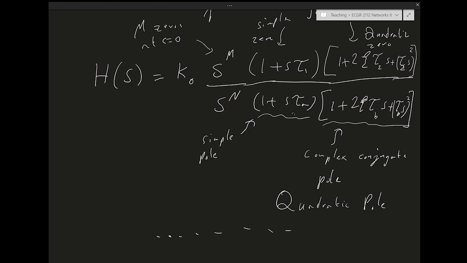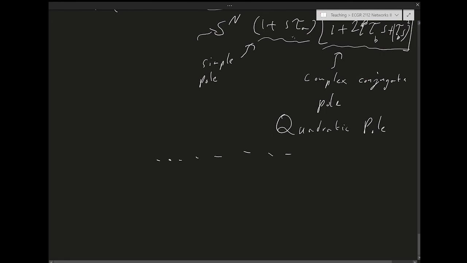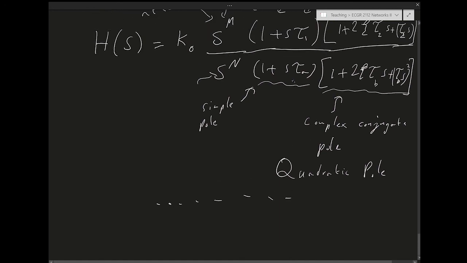We can do it separately for every one of those expressions. If we know how to do that, we can then combine them together to get the resultant graph. So this is a very cool way of rapidly plotting Bode plots without the aid of a computer, doing frequency response plots without the aid of a computer.